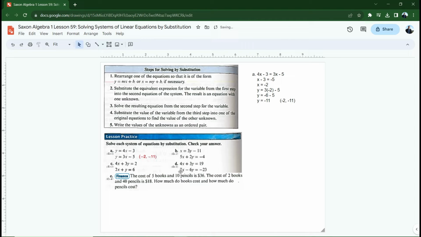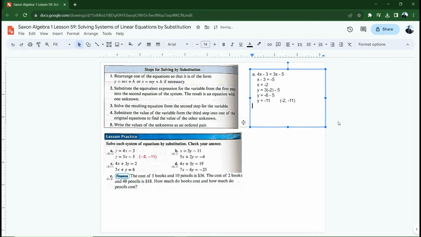There it is. Another way to make sure I'm right is to plug this in for x and y into our equation. If I plug in negative 2 for x, that's my x coordinate. 4 times negative 2 is negative 8. Minus 3 is negative 11. Check. 3 times negative 2 is negative 6. Minus 5 is negative 11. Check. All right, I've solved that system of equations successfully. Let's go on to letter B.